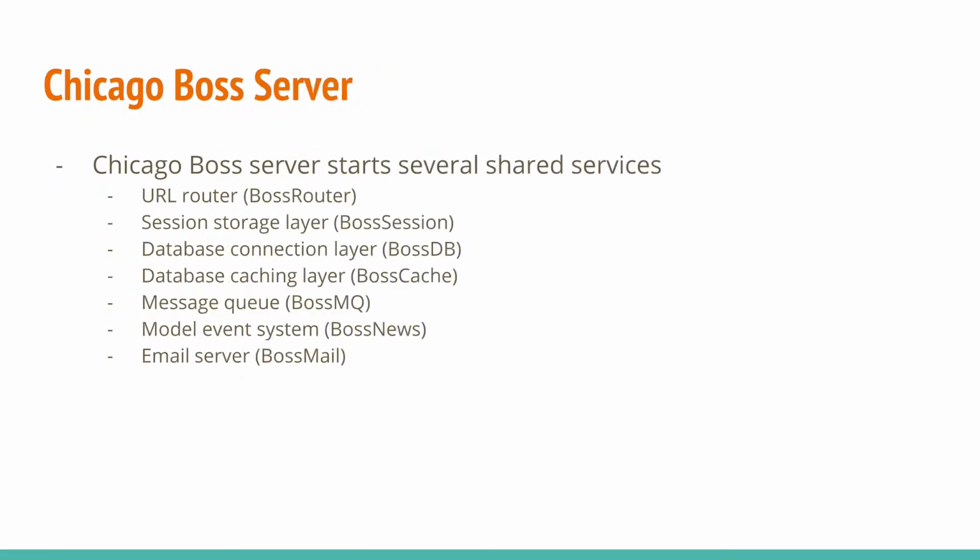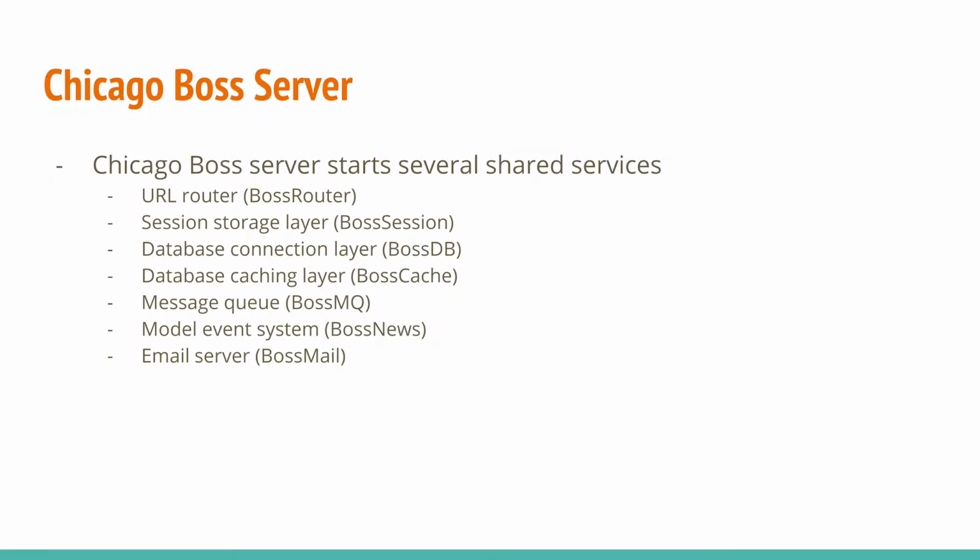So now let's talk more about the Chicago Boss server. The Chicago Boss server is in charge of starting several services built into the Chicago Boss framework that will be used by the different applications in our project. These shared services include a URL router known as Boss Router, which will receive HTTP requests and parse them to figure out which application should handle the request and which controller and action in the application that the request should be mapped to. We have a session storage layer known as Boss Session, which will handle the storage of sessions, including removing sessions when they are expired.